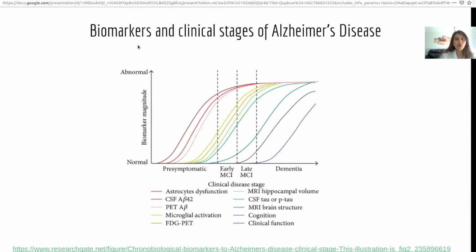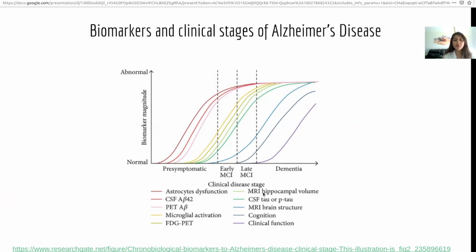So, what is the importance of biomarkers and what is its relationship to the clinical stages of Alzheimer's disease? As we discussed earlier, Alzheimer's disease can be classified as preclinical, MCI, mild cognitive impairment, and dementia.